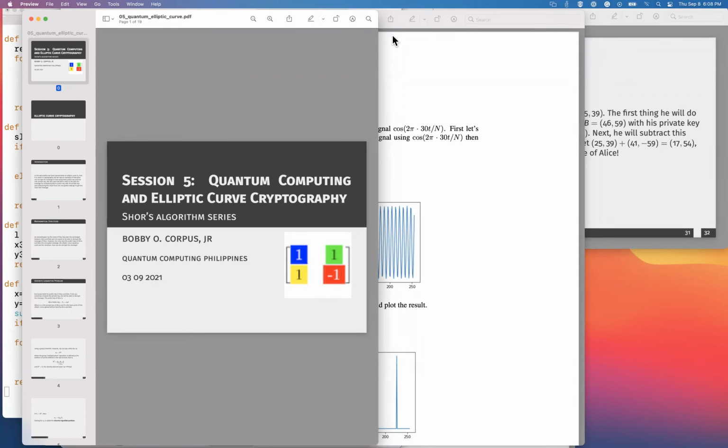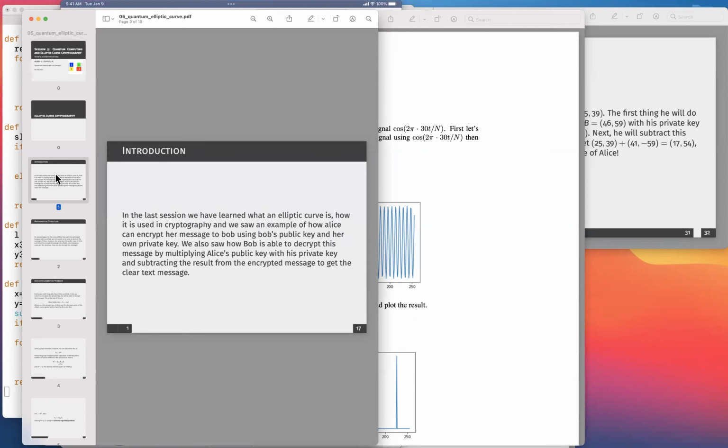So good evening, everyone. This is the fifth session of our quantum computing and elliptic curve, Shor's algorithm series, and our fifth session is about how we use Shor's algorithm in order to crack the elliptic curve. So the elliptic curve, we tackled that in our last session, and let's have a review.